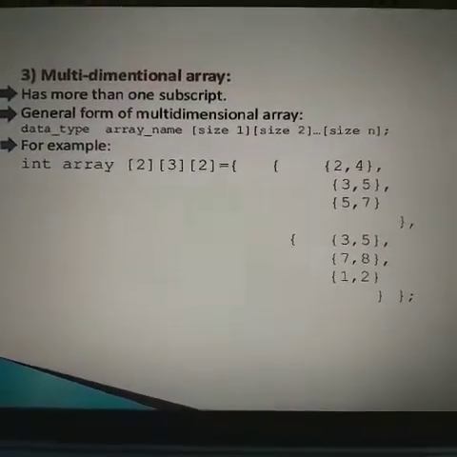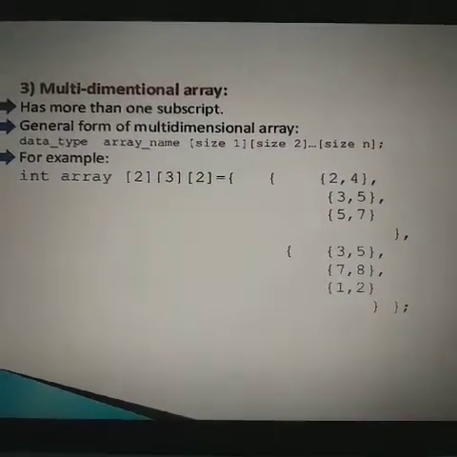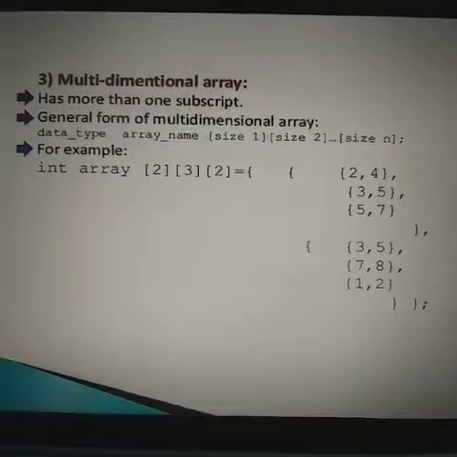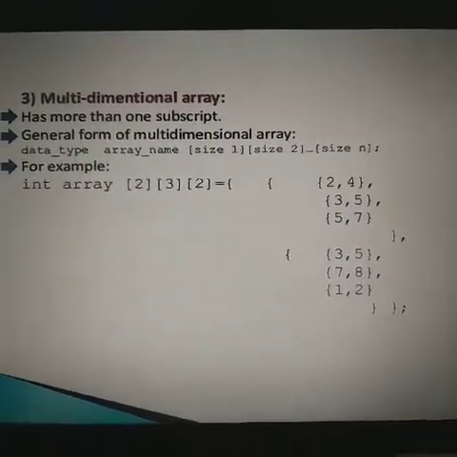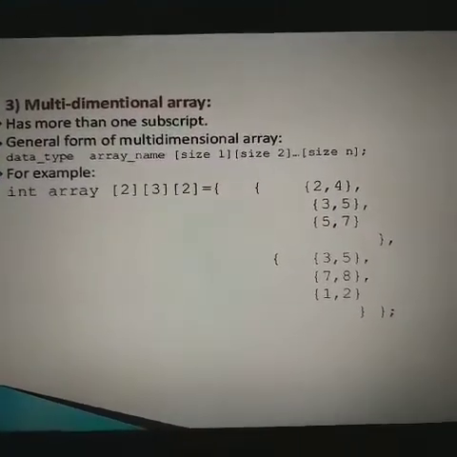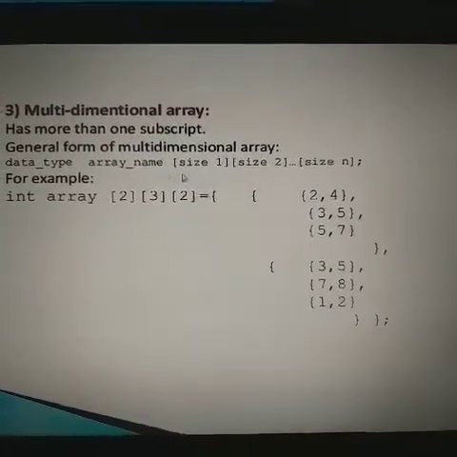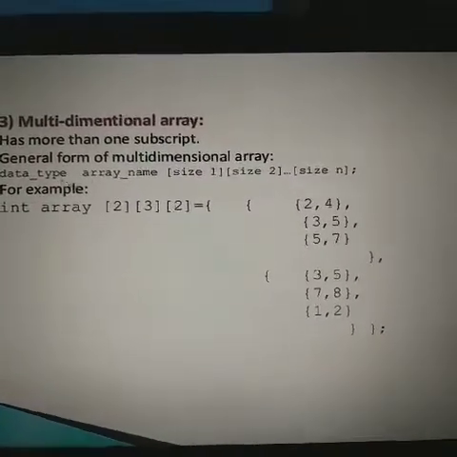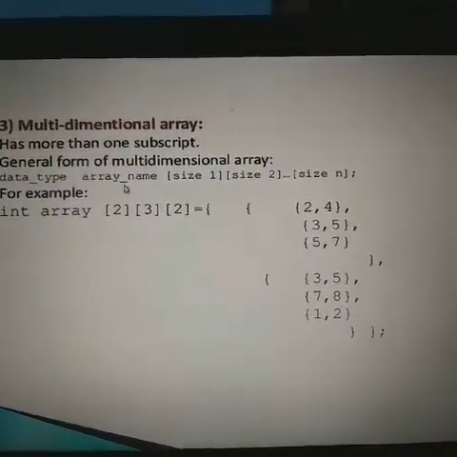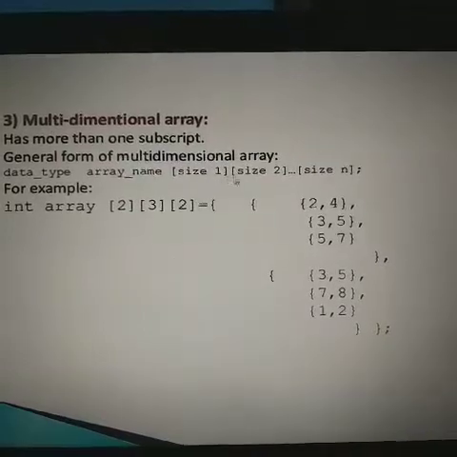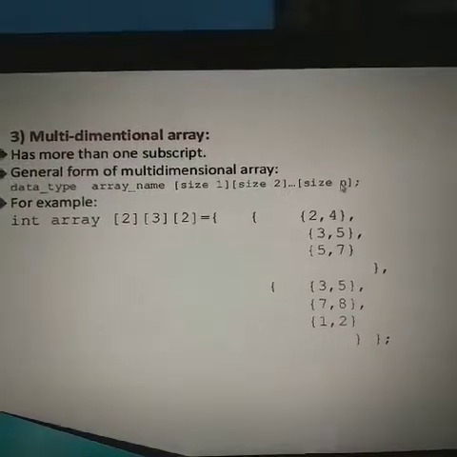Good morning, students. In the last lecture of data structure, we discussed the one-dimension array and the two-dimension array, and the representation of 1D and 2D arrays. Next is the multi-dimension array. This has more than one subscript, and the general form or syntax of a multi-dimension array is: we type the data type, then the array name, and then we declare the different subscript values. There are size 1, size 2, and so on.